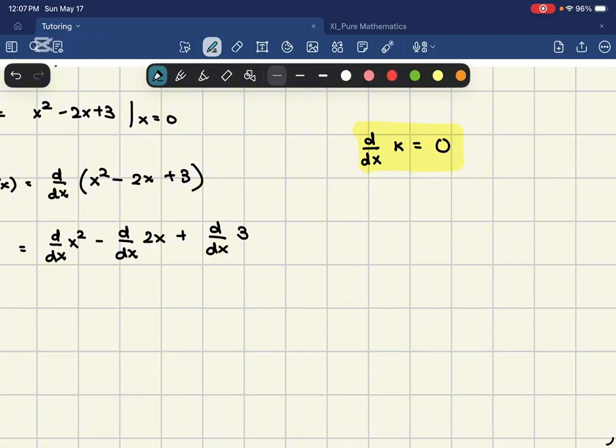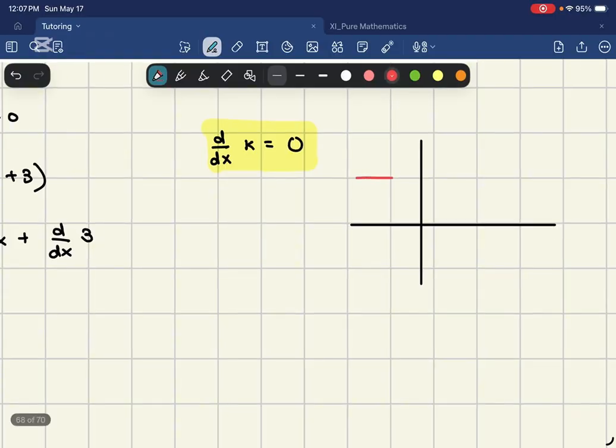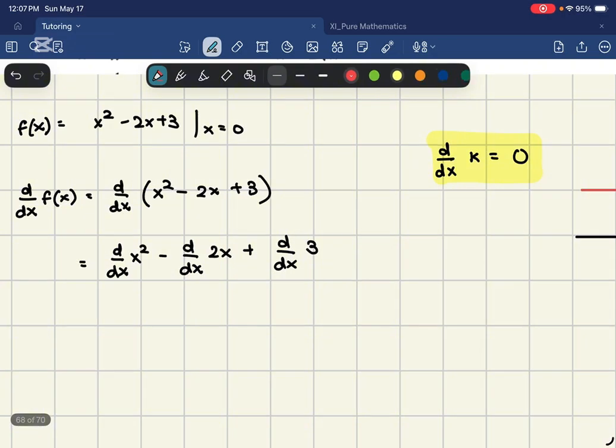Now let's think about it. What does d by dx give me? D by dx gives me the slope, right? A constant graph k looks something like this. So what is the slope of this graph? It's 0. There is no gradient, right? At any point, the gradient of this graph is 0. So that is why when you take the derivative of a constant curve, you're going to get 0. All right.